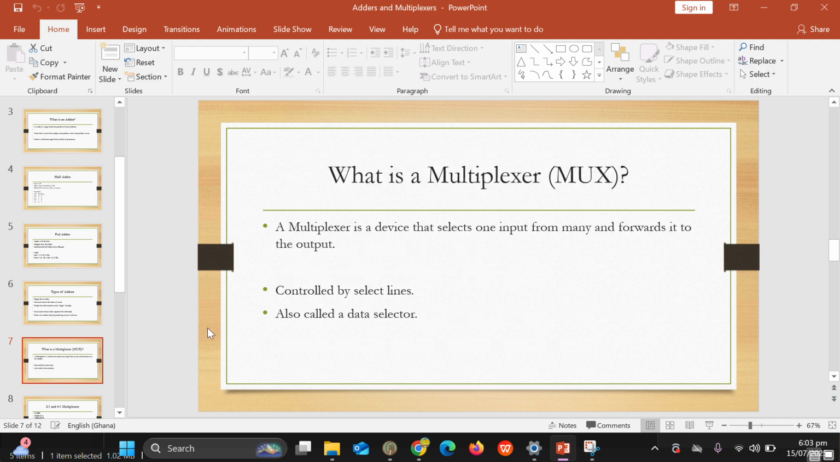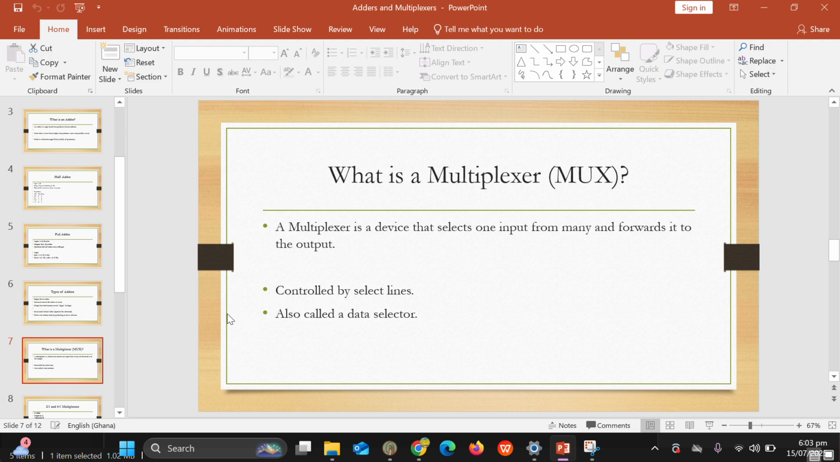What is a multiplexer? A multiplexer, or MUX, is a device that selects one input from multiple sources and forwards it to the output. It uses select lines to determine which input to choose. Think of it like a TV remote. You select one channel from many options. Multiplexers help reduce circuitry complexity and are used for data routing and signal control.